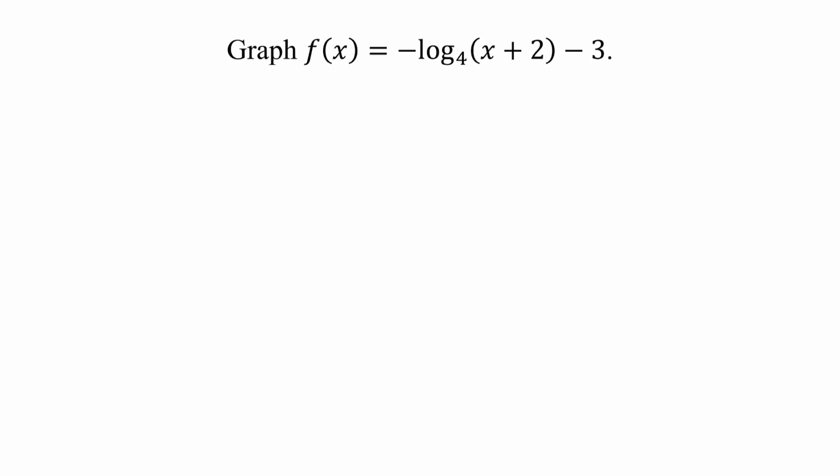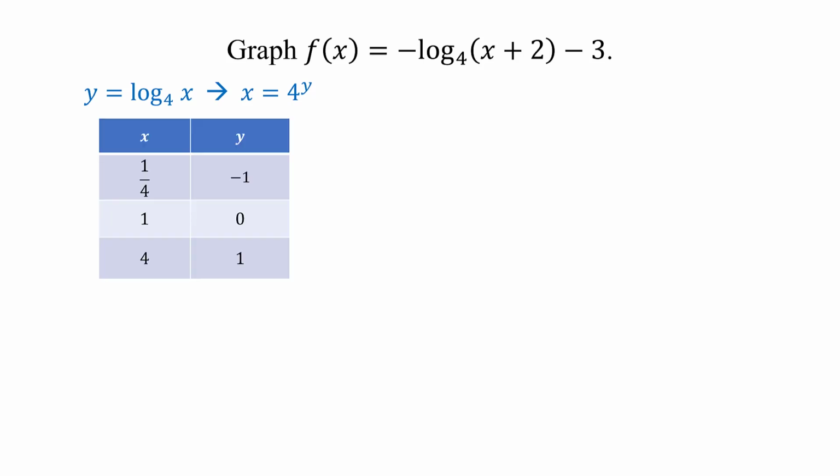Let's start by graphing f of x equals negative log to the base 4 of (x plus 2) minus 3. The first thing I want to do here is graph y equals log to the base 4 of x, which is our parent function in this case. And I will change y equals log to the base 4 of x into its exponential form of x equals 4 raised to the power of y.